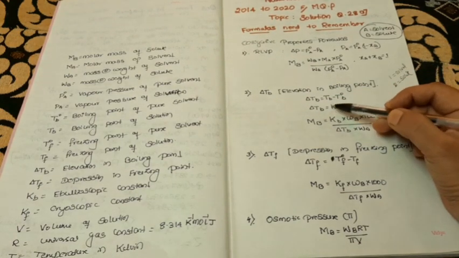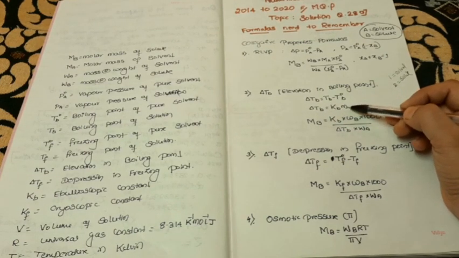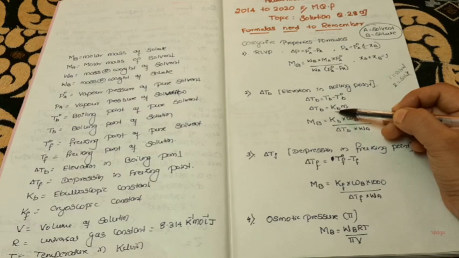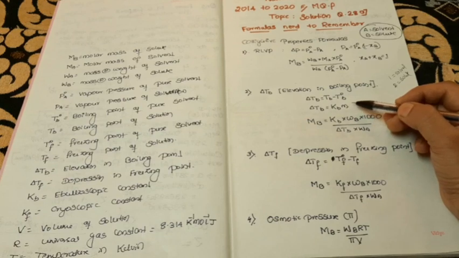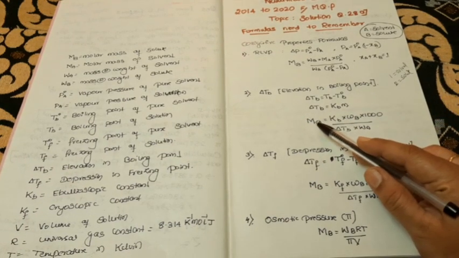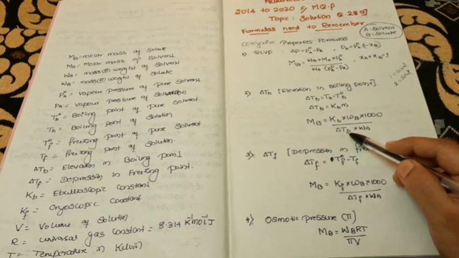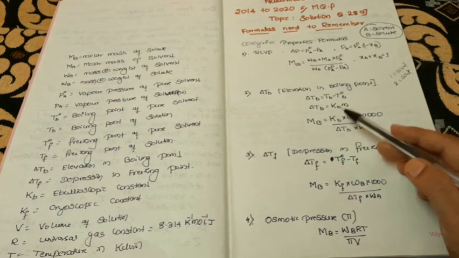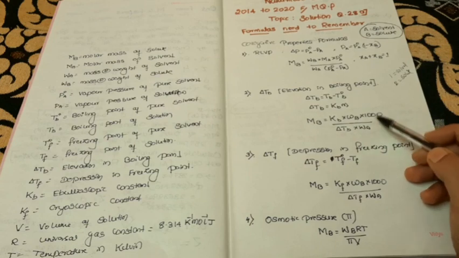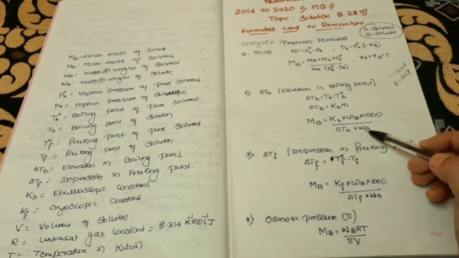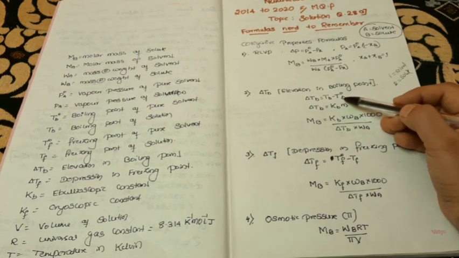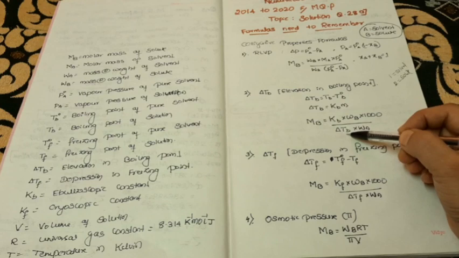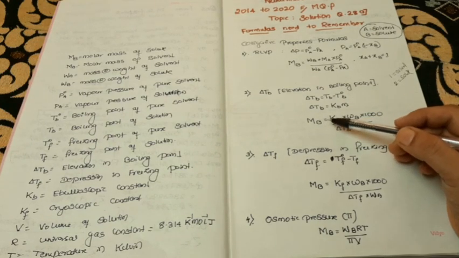So this one also you have to remember: delta TB is equal to KB into M. KB is ebullioscopic constant. Usually in your numericals they are going to give this value. And M represents molality. Now this is a relationship between molar mass of the solute and the elevation in boiling point. MB is equal to KB into WB into 1000 divided by delta TB into WA. In some cases they are going to give you the elevation in boiling point directly, or in some numericals they are going to give both these values and you have to subtract and find out the delta TB. While solving the numericals, I will explain that.